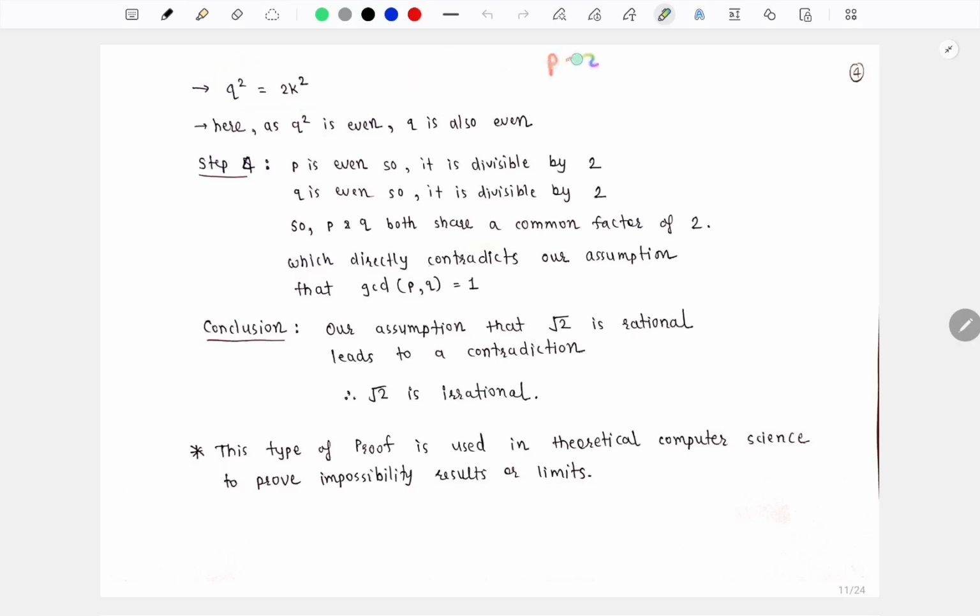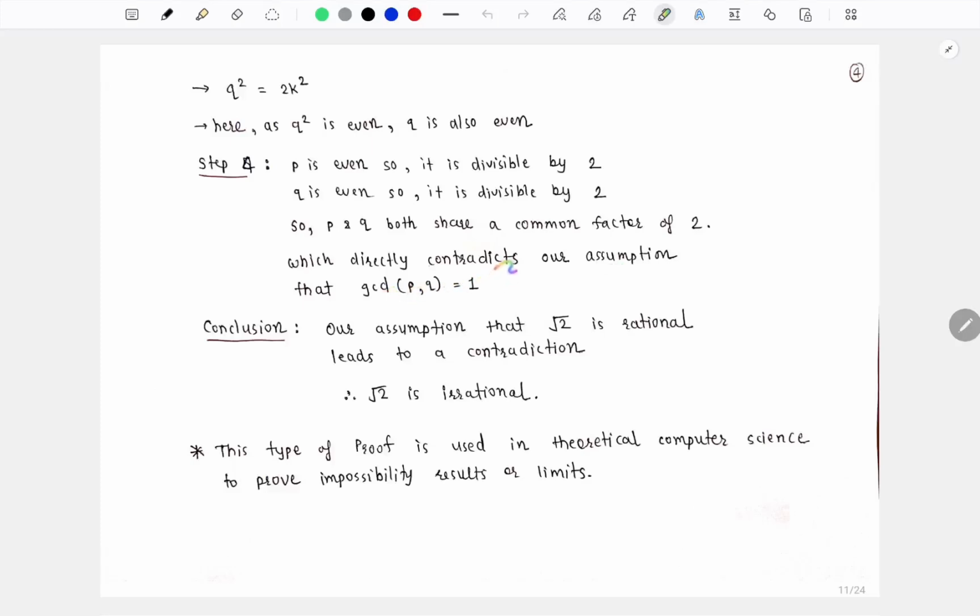Now p is even and q is even. So p is divisible by 2 and q is also divisible by 2. That means they both share the common factor 2, which contradicts our first assumption, that the greatest common divisor of p and q should be 1. Here we have written that p and q both share a common factor of 2, which directly contradicts our assumption that the greatest common divisor of p and q is 1, the opposite of the assumption.